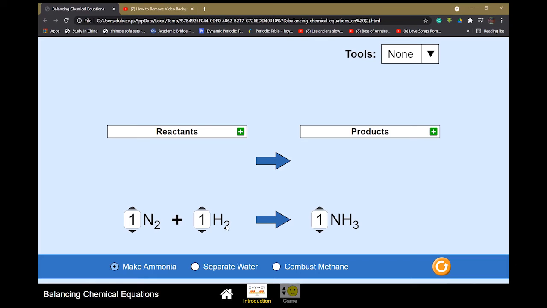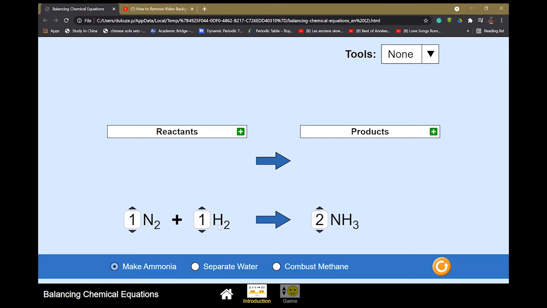Now, what you can see here is that we have 2 nitrogen, as I said, and here we have only 1. And if we want the nitrogen atoms to be equal in number, then we increase. Just click on this upward arrow. Like this, we have 2 nitrogen atoms on both sides. So for the nitrogen atoms, it's balanced.